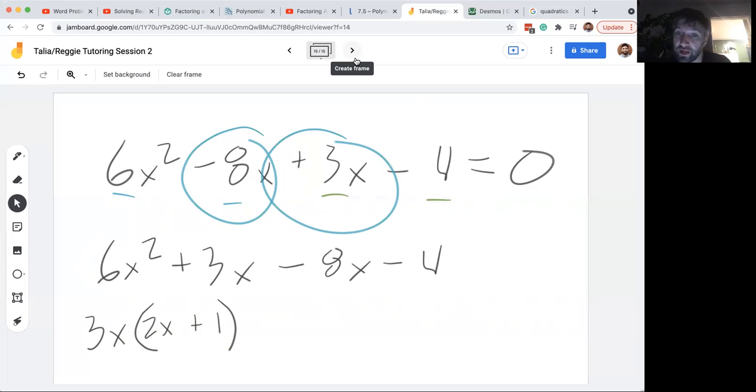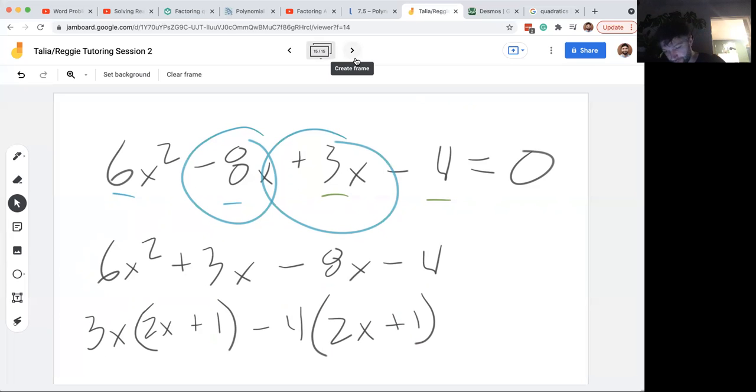Now, on my other side, I have negative 8x minus 4. So I'm going to look for my greatest common factor. There's only an x in the first one, so I'm not going to have a variable in my greatest common factor. So what goes into my coefficients? The largest number is 4, and it could be positive 4, but I'm trying to get a plus 1, so I know I'm going to need a negative 4. So negative 4 times what will equal negative 8x? 2x. Negative 4 times what will equal negative 4? Positive 1. Sure enough, I get 3x times 2x plus 1 minus 4 times 2x plus 1.